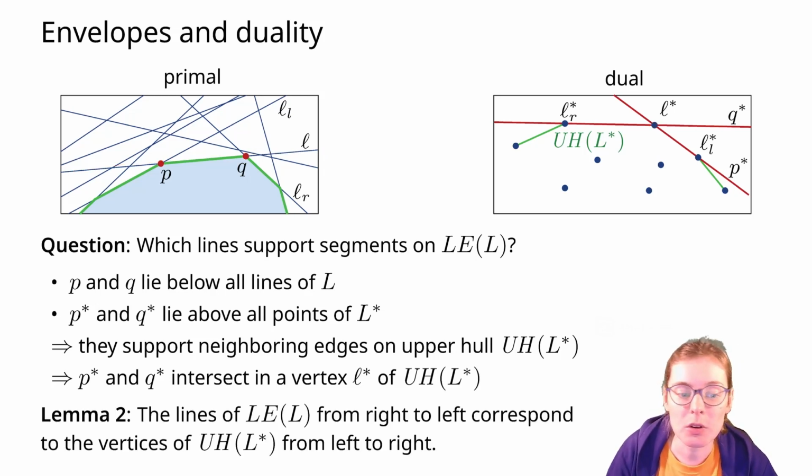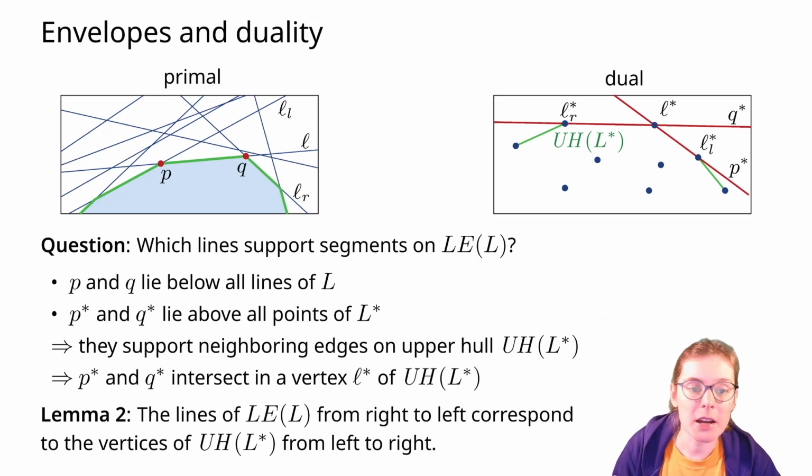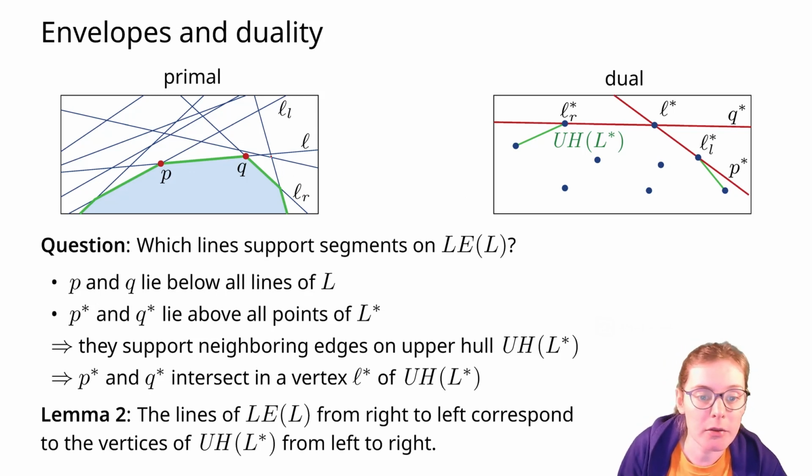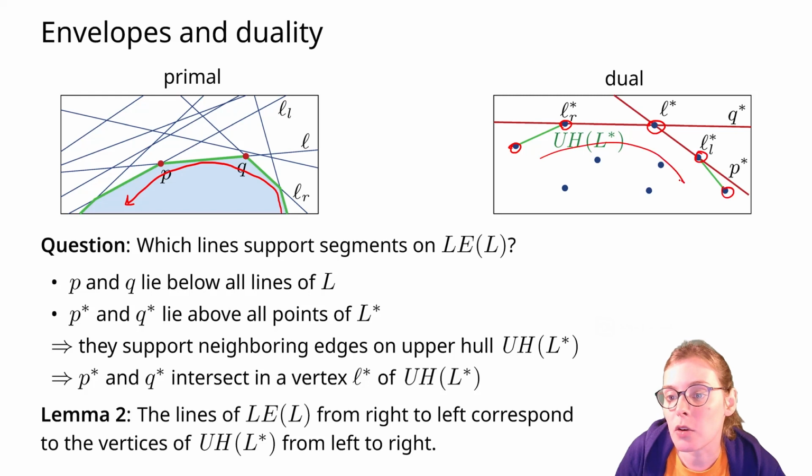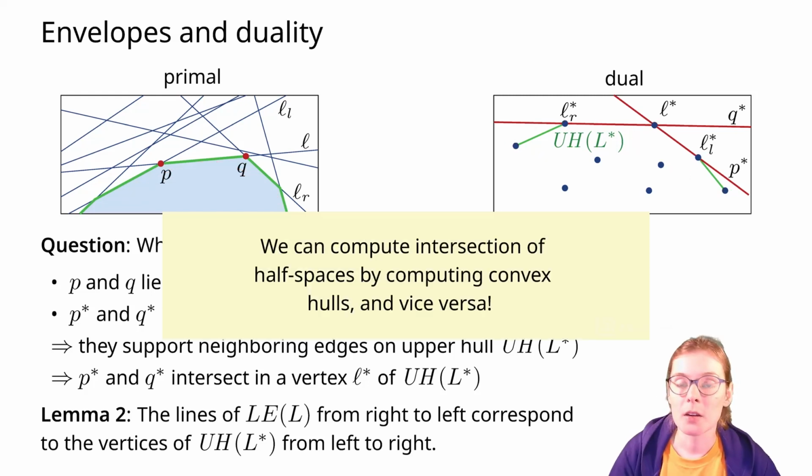Thus, we can conclude with the following lemma. The lines of the lower hull, if we are considering them in the order from right to left, will correspond to the vertices of the upper hull in the order from left to right. So we can conclude that we can compute intersection of half spaces, which is the lower envelope of a set of lines, by computing a convex hull on the dual set of points, and vice versa.